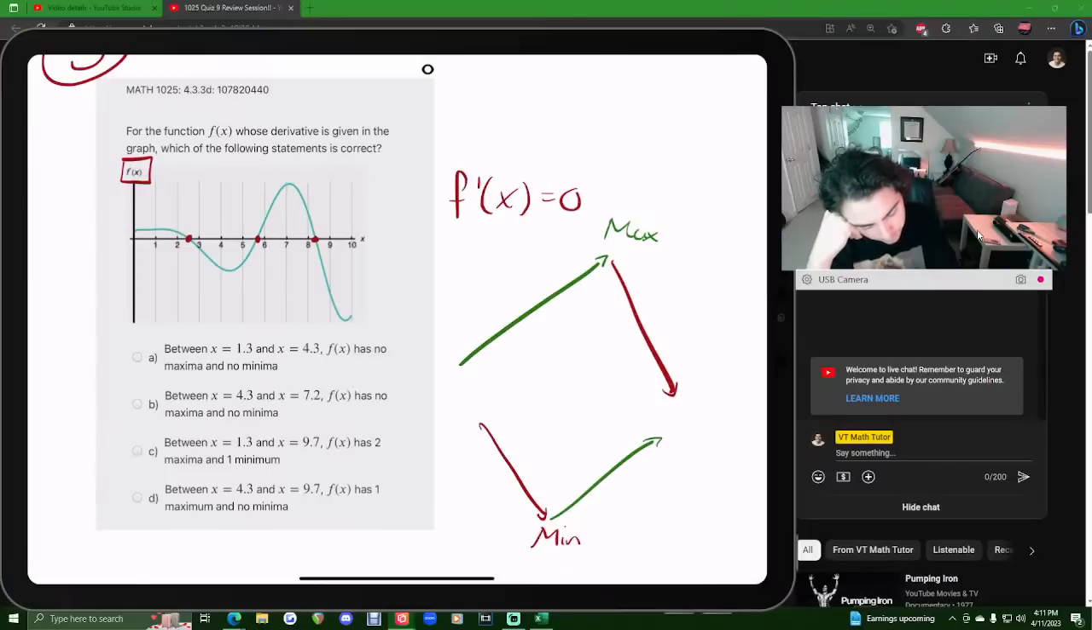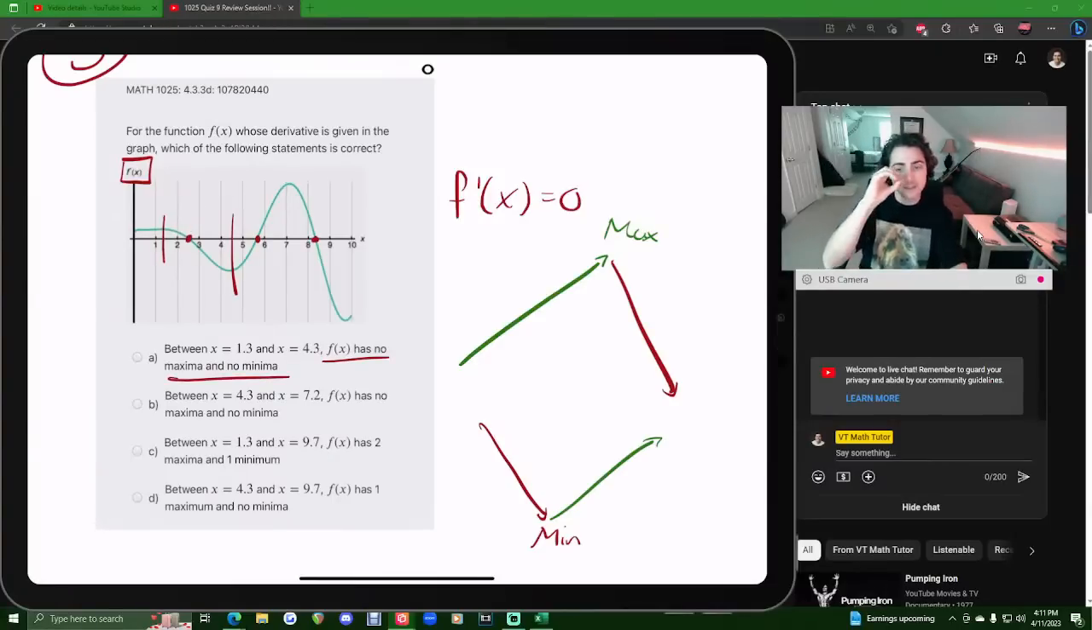So between 1.3 and 4.3, just count the number of x-intercepts. We just have 1, right? And they say f has no maxes and no mins. So that's a total of 0 maxes, 0 mins. But we have at least 1 max or min. So this is wrong.